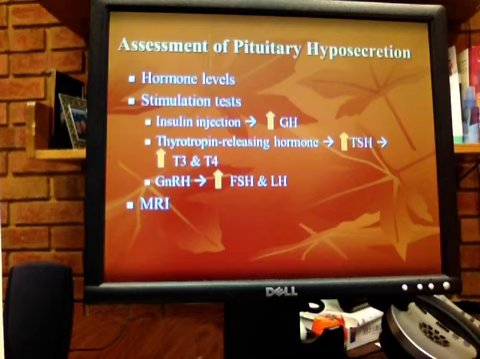Now the MRI is going to be the exam of choice to produce a radiologic evaluation of the pituitary gland and the hypothalamus, and it's useful in identifying tumors. They may do skull films, not so useful anymore, but those would show enlargements or changes in the sella turcica. That's that bony area where your pituitary gland sits.